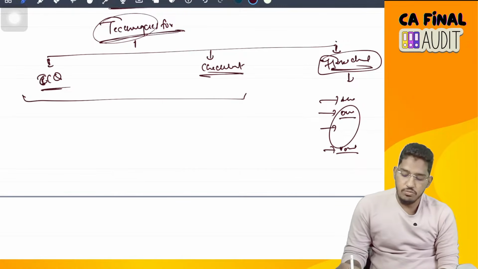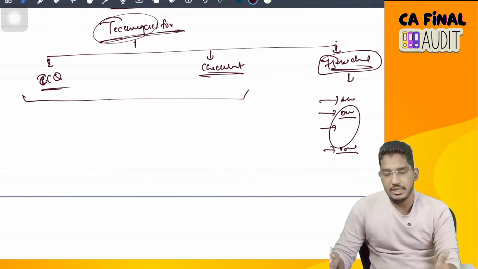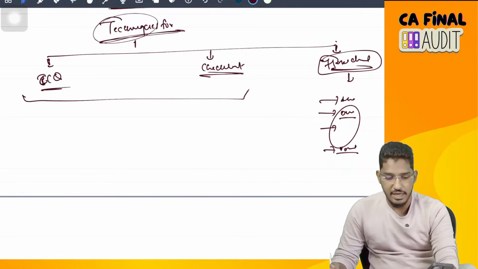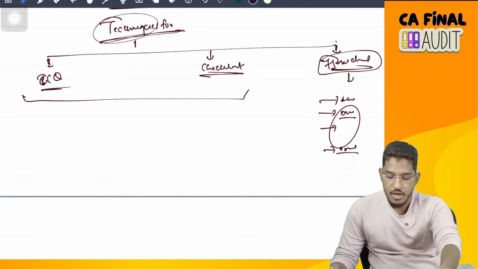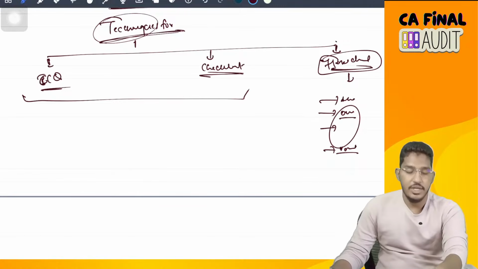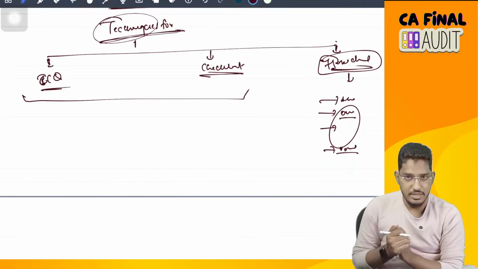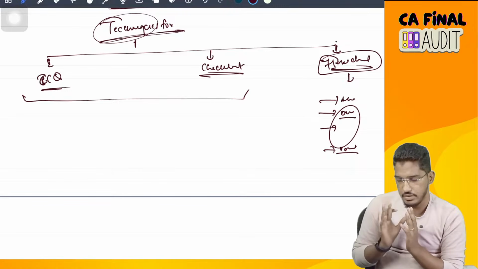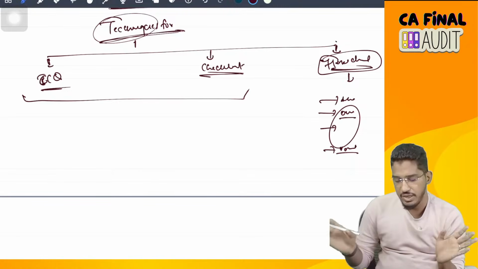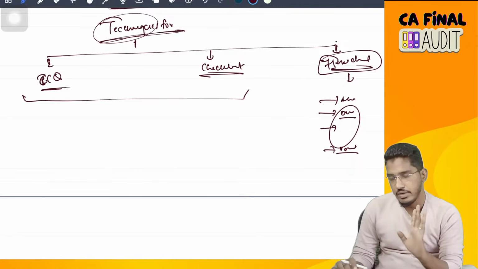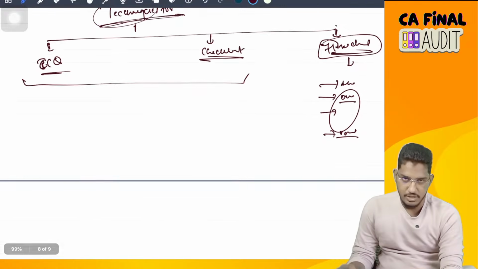Then we have the two most commonly used internal control evaluation techniques, which are the internal control questionnaire and the checklist. Now, what is this internal control questionnaire and what is this checklist? We'll try to understand them in one single slot. We will not have a separate discussion.